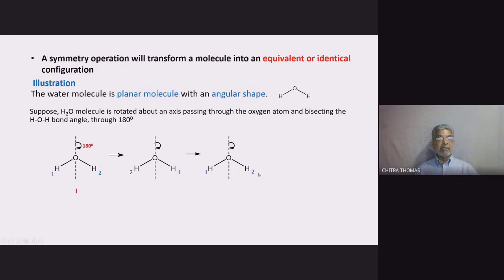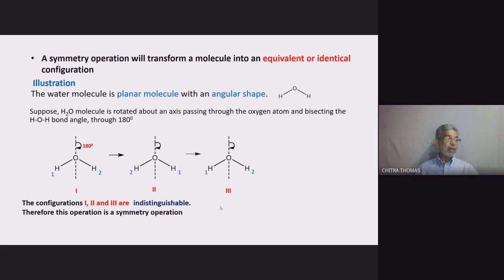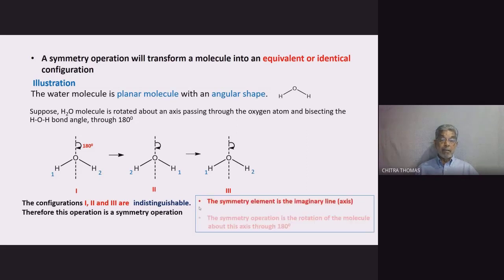Now, let me label these three configurations as 1, 2, and 3. Now you consider the configurations 1, 2, and 3. Decide whether these configurations are distinguishable or indistinguishable. They are indistinguishable. Therefore, this operation is a symmetry operation. Now, the symmetry element is an imaginary line, and the symmetry operation is a rotation about this axis through 180 degrees.